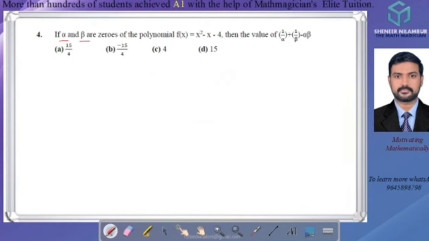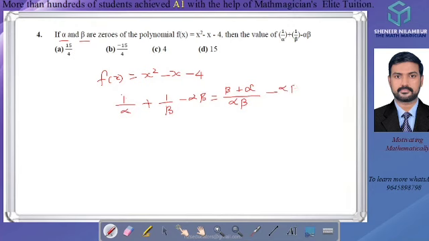If alpha and beta are the zeros of the polynomial f of x equal to x square minus x minus 4, then what is the value of 1 by alpha plus 1 by beta minus alpha beta? As we know, this is a sum of fractions. We can use cross multiplication. So beta into 1, alpha into 1, all divided by alpha beta. So, 1 into beta plus 1 into alpha, divided by alpha into beta, minus alpha beta.